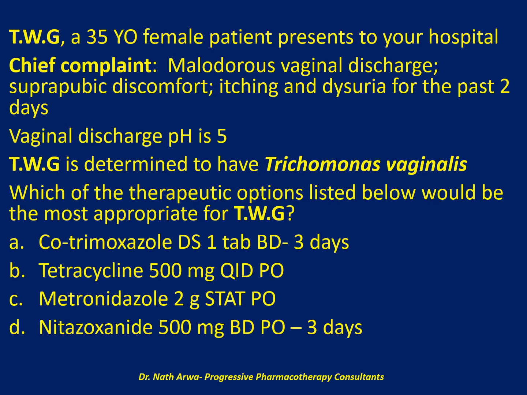Would you treat her with the tablet of cotrimoxazole double strength taken orally twice daily for 3 days, or would you opt for tetracycline 500 milligrams every 6 hours for 7 days, or would you choose to treat with 2 grams of metronidazole taken orally start, that is a single dose, or would you settle for nitazoxanide 500 milligrams taken orally twice daily for 3 days? I'll give you 10 seconds to choose the correct answer.